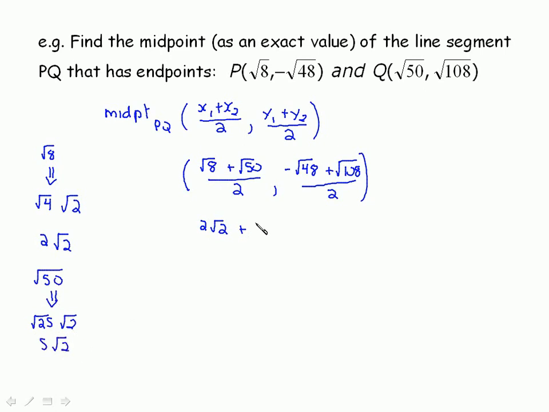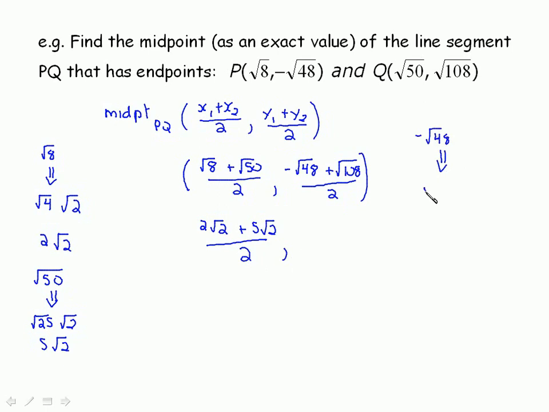So it's 5 root 2 divided by 2. And now because they're both square root 2's, we can add them together. I'll do that in the next step. And the negative root 48, we break this one down.